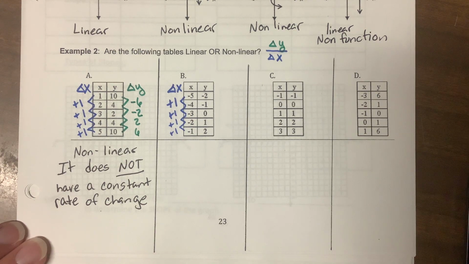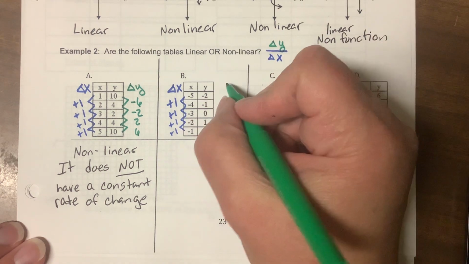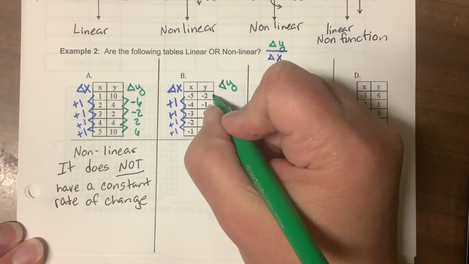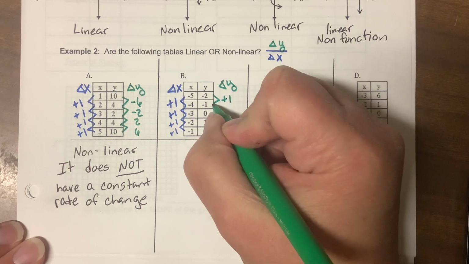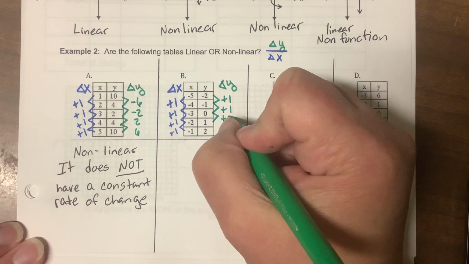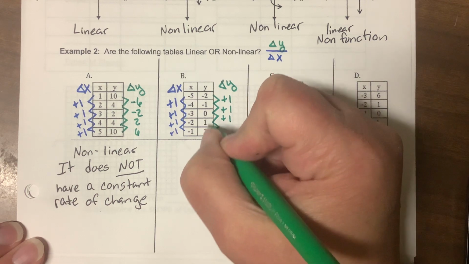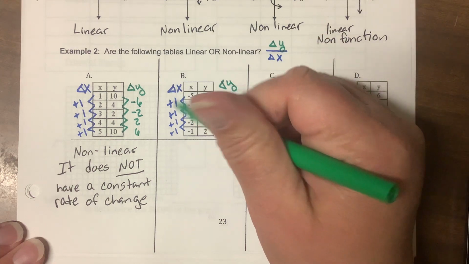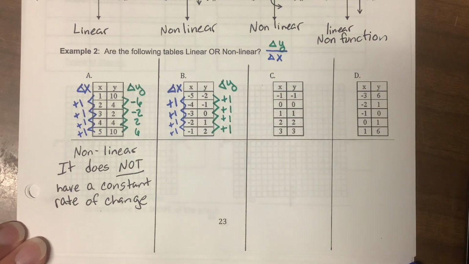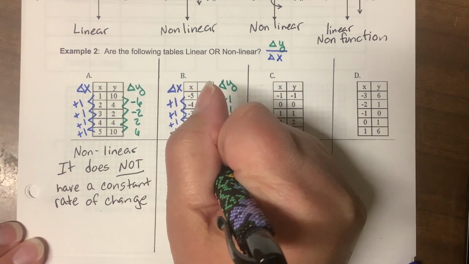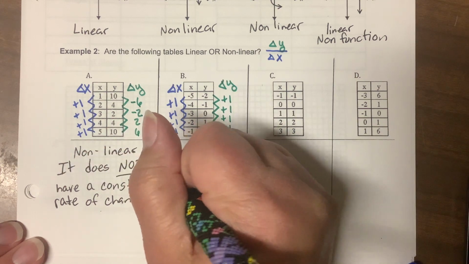Well, that's good. What's the difference in my y values? Well, negative 2 to negative 1, I'm adding 1. Negative 1 to 0, I'm adding 1. Oh, wait, look at this. My difference is always 1. The difference in y's and the difference in x's, it's a constant rate of change. So this one is linear. It has a constant rate of change.